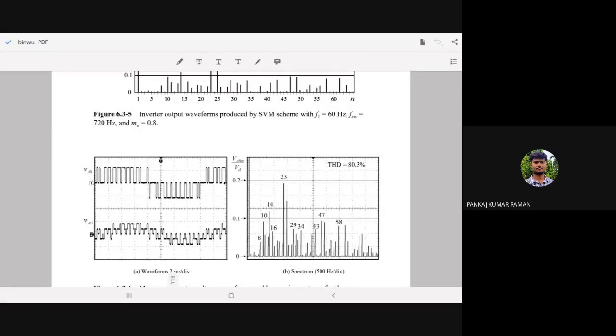So even now we are getting some research publications on this SVM, but either they're trying to reduce the switching or they're trying to increase the output voltage. Okay, there is no single method that is available for this SVM, right? Okay, clear?